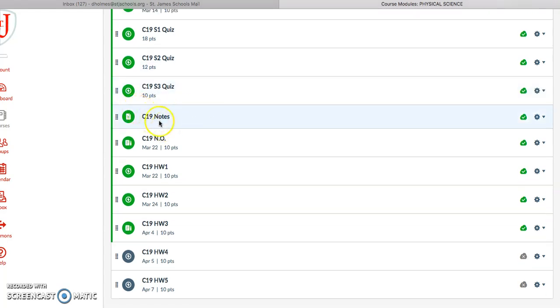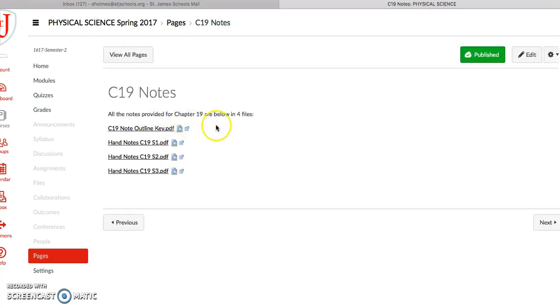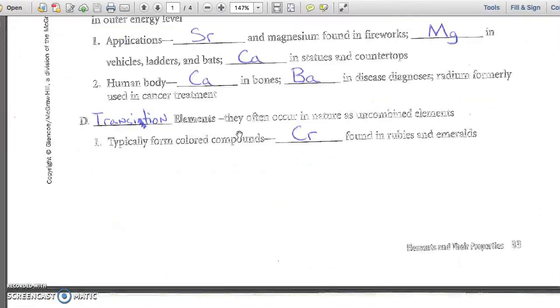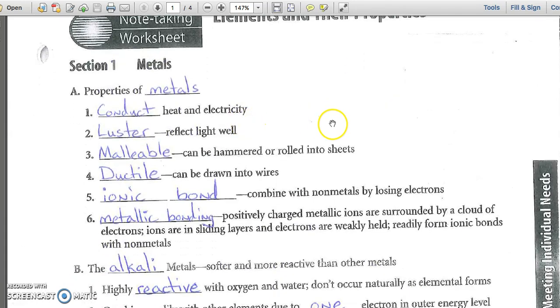So let's look at chapter 19 notes, because I got a lot of stuff in there. And it's a good place for you to go to refresh your memory on the stuff we've covered in this chapter. If we click on the note outline key, these are all PDF files. This is the note outline key you filled out in class, turned in for a grade. And then my handwritten notes for section 1, section 2, and section 3 are found right here. So I'm going to click on my PDFs I've already got open down here. Here's the note outline key. It's all filled in. You can download this, store it on your laptop.